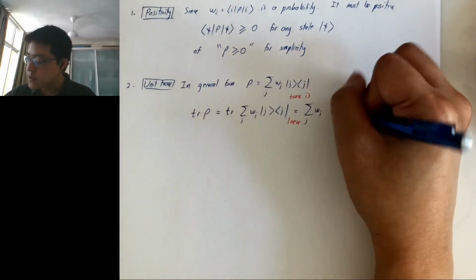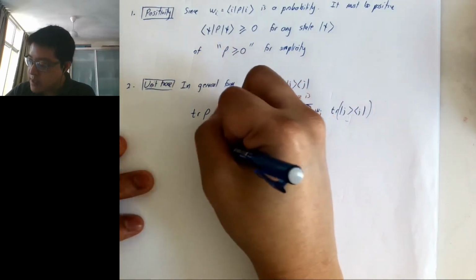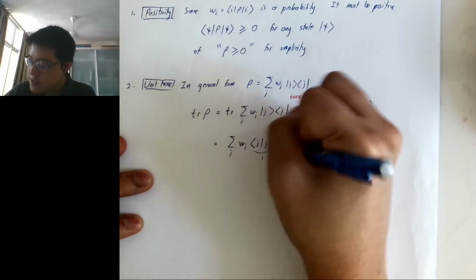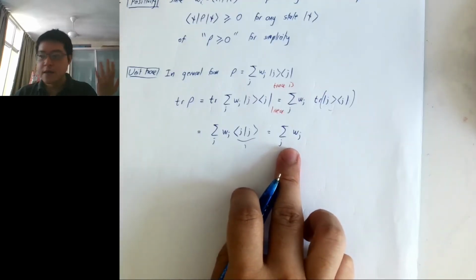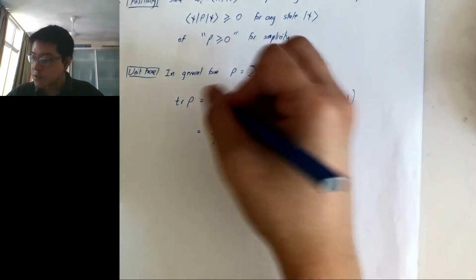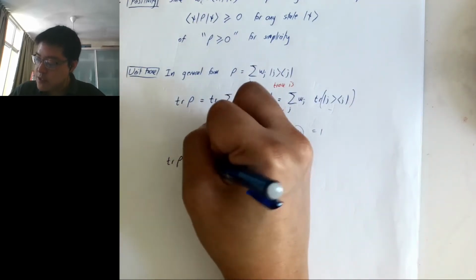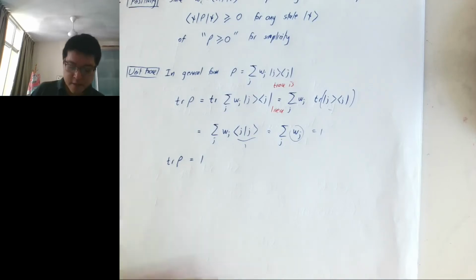And then what do you do when you trace this? So I got a bra and I got a ket. So the trace is, you shift it and you put it back here. So basically what this means is this becomes the summation over j, bra-ket j. So this is just 1 again. So this is basically summing over j of wj. And because wj, these are the weights, they should sum equals to 1. So what we conclude is trace of rho should be equals to 1. Okay, so that is the trace.